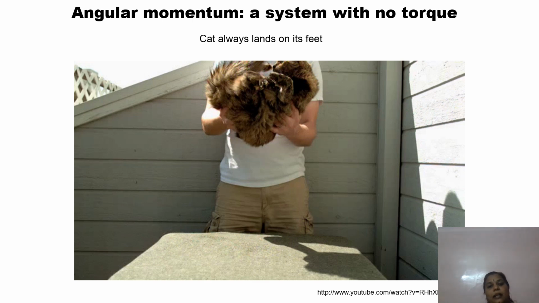Again, this is a good example. A good observation is the cat, which always lands on its feet. Have we thought about why a cat always lands on its feet? Because when the cat stretches its body along with the tail, its moment of inertia increases. As there is no torque acting on the system, the angular momentum will be constant. So when I increases, omega decreases, or when omega decreases, I increases, which helps the cat to land always on its feet.